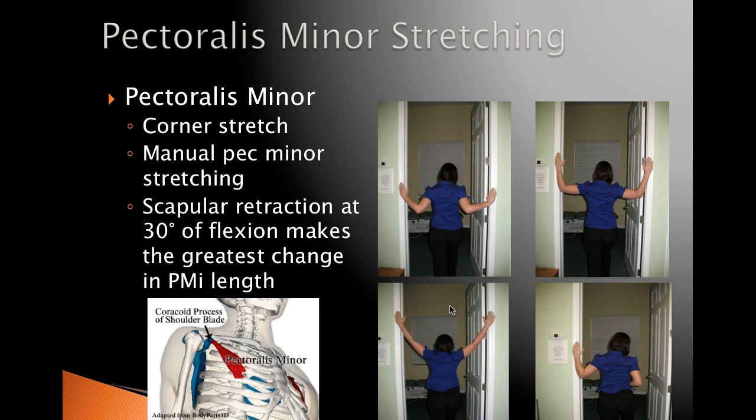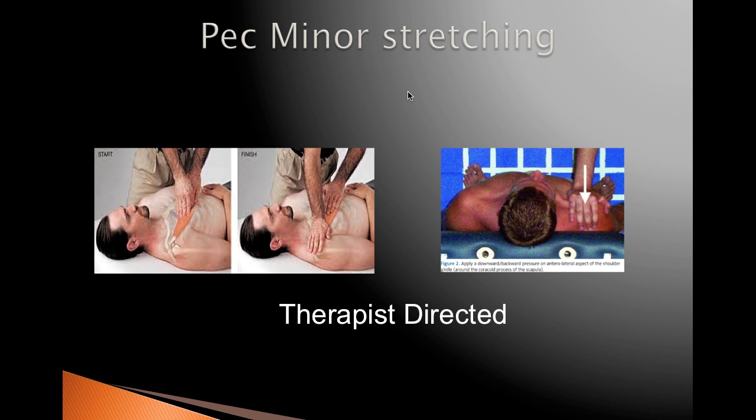Just be aware that some of your patients may not be able to get into some of these positions. So you might have to work with them and find alternate positions for them. Okay, therapist-directed positions. Everybody's seen it differently. Here's one stretch, pushing down on the shoulder in line with the fibers of the pec minor. Here's another one, right over the coracoid, just pushing down.